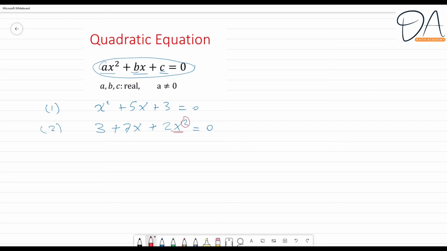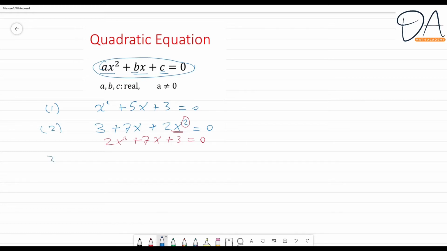We can, of course, rearrange this one to make it in the standard form. So we can write it as 2x squared plus 7x plus 3 equal to 0. So the order of the terms is not important. As long as you have the x squared term somewhere, it's a quadratic equation. And this x is representing a number, so we know that when you are adding numbers, it doesn't matter in which order you add them up, the result will be the same.